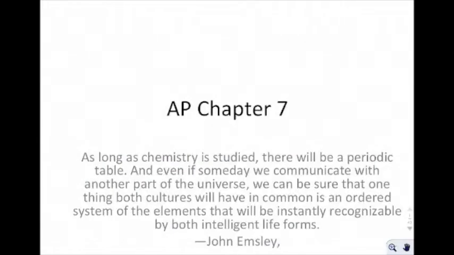This starts chapter 7. It says, as long as chemistry is studied, there will be a periodic table. And even if someday we communicate with another part of the universe, we can be sure that one thing both cultures will have in common is an ordered system of elements that will be instantly recognizable by both intelligent life forms. So there is some thought that the idea that we could compare our periodic table with possibly another civilization's is one of the hallmarks of being able to have a common thing that we could communicate with.